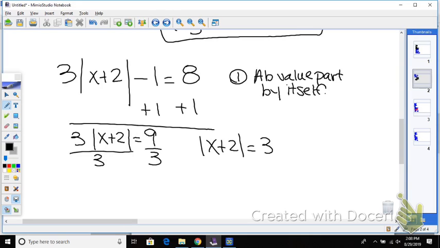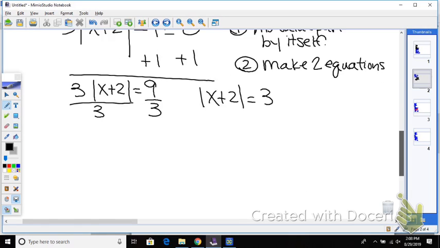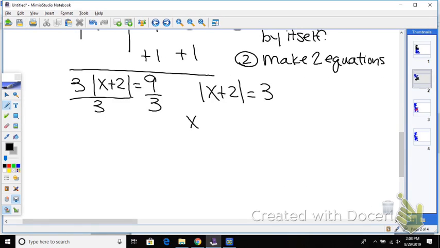So now step 2 is to make 2 equations. A positive 1 and a negative 1. So here you'd have x plus 2 equals 3, and you'd have x plus 2 equals negative 3. And you guys finish these two, please. Then we'll move to inequalities.